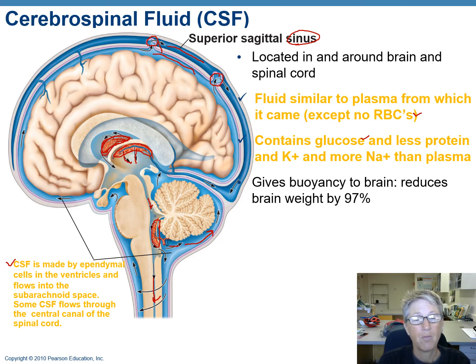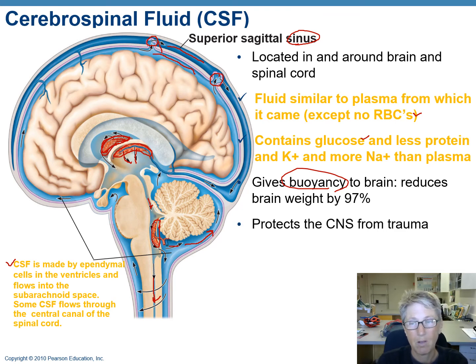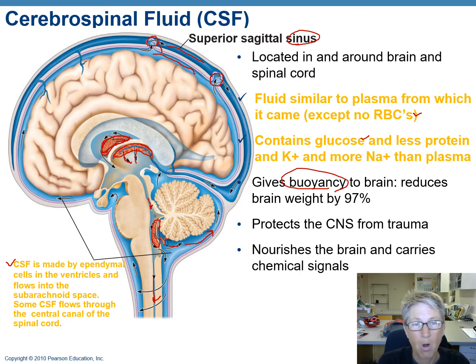The cerebrospinal fluid gives buoyancy to the brain, so it reduces the brain weight by 97%, which makes your brain nice and light. And the CSF protects your brain, or the central nervous system, from trauma, from getting hit.